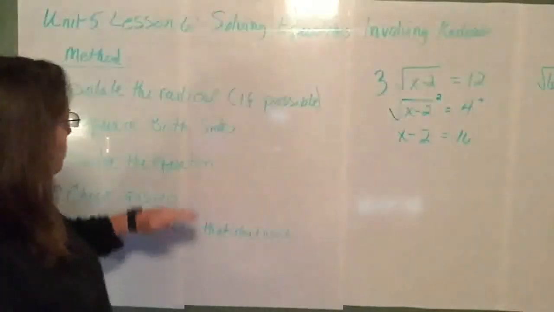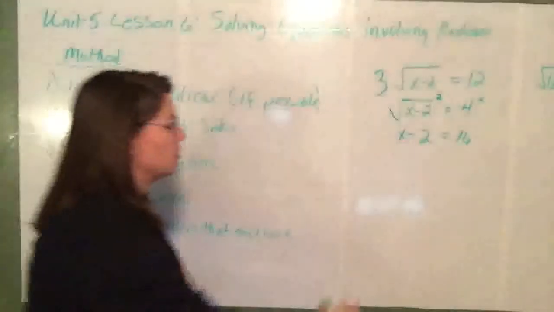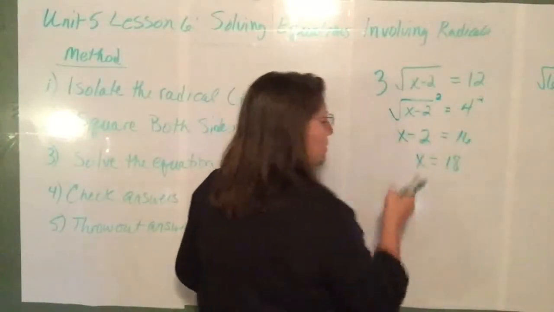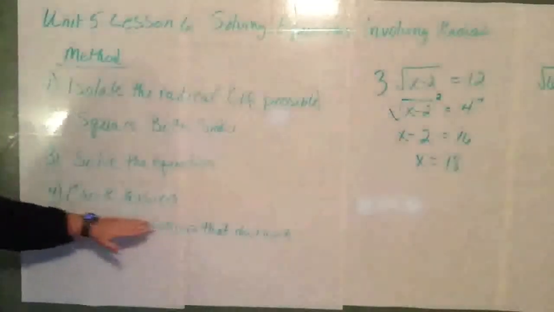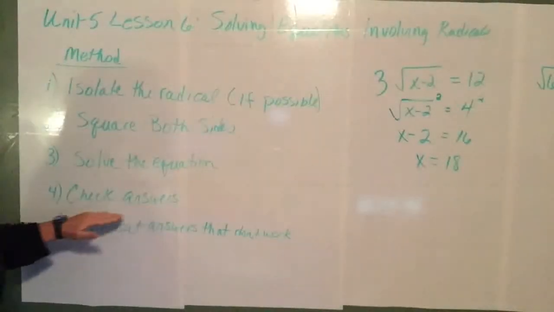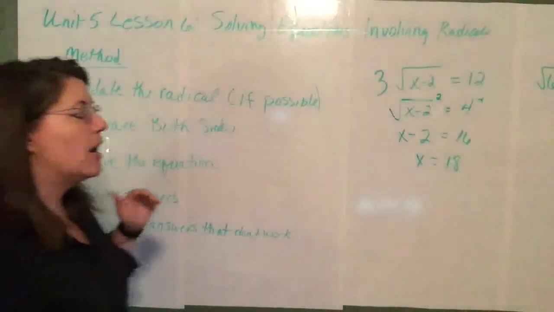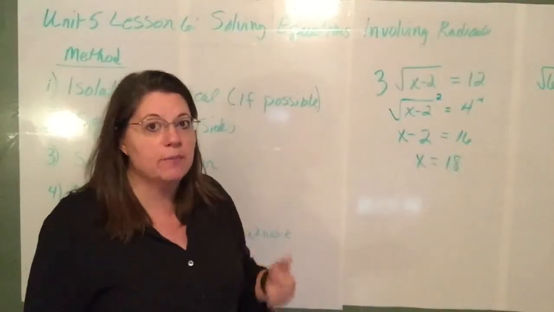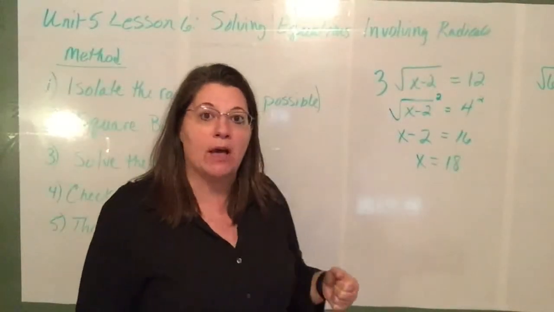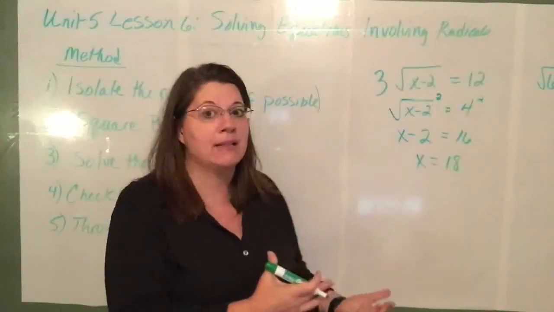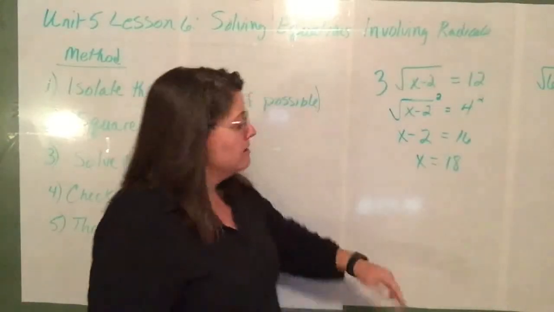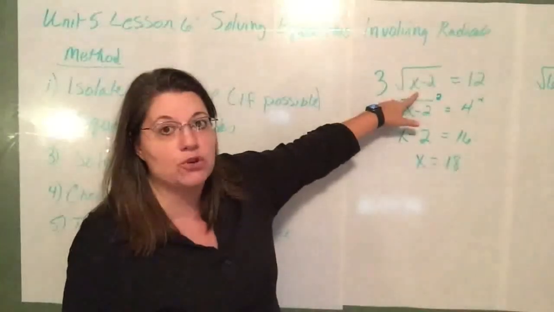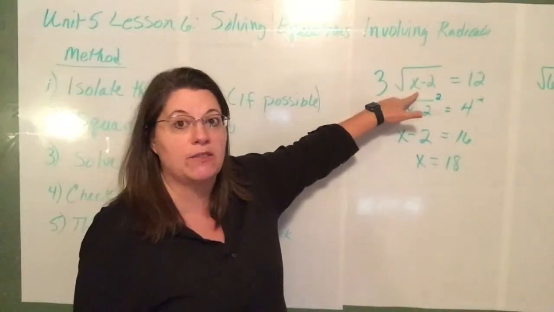At this point, we would solve the rest of the equation. I'm going to add 2. So x equals 18 would be my answer. Next, we have to check the answers. Not all of the answers that you get are going to work. Sometimes you're going to have to throw answers out because it just mathematically doesn't make any sense. So you would take what you get and plug it back into the original. Make sure you're plugging into the original to check the solutions.